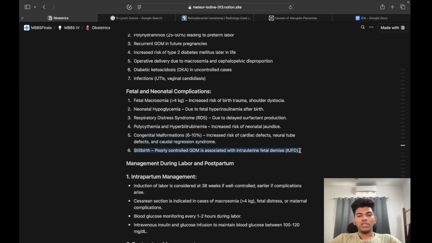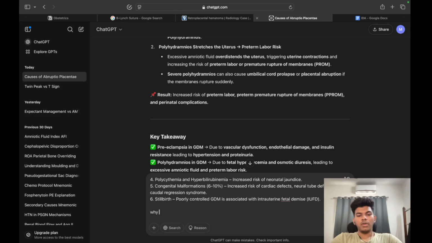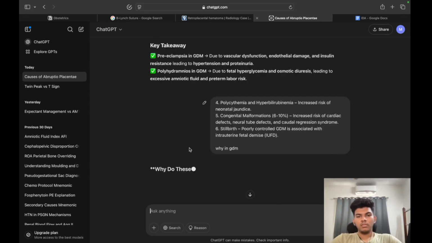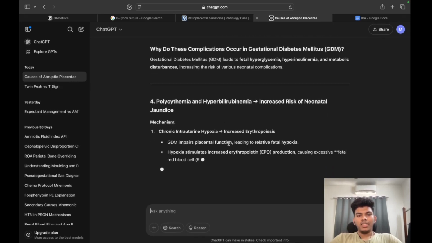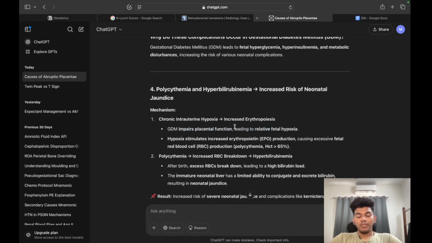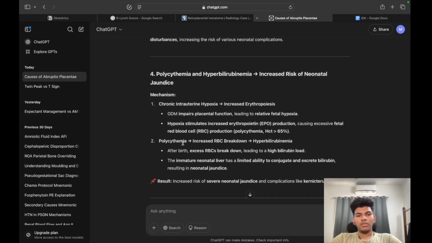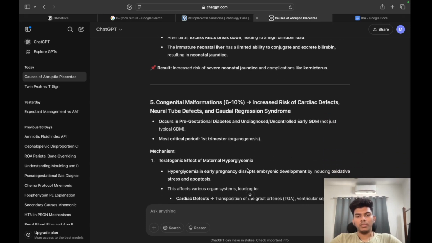And stillbirth: poorly controlled GDM is associated with intrauterine fetal demise. So we'll take a look at the last three so that we are clear with the reasoning. Why in GDM? Polycythemia: chronic intrauterine hypoxia leading to placental dysfunction, same mechanism leading to fetal hypoxia. Hypoxia stimulates increased EPO leading to excessive fetal RBC production. Polycythemia, increased breakdown, hyperbilirubinemia. Makes sense.